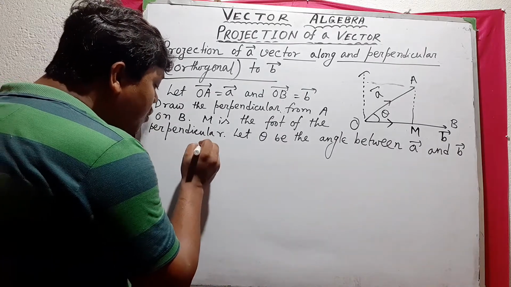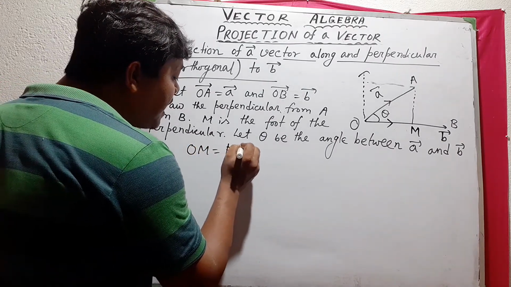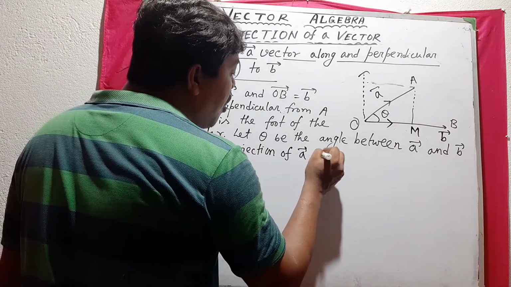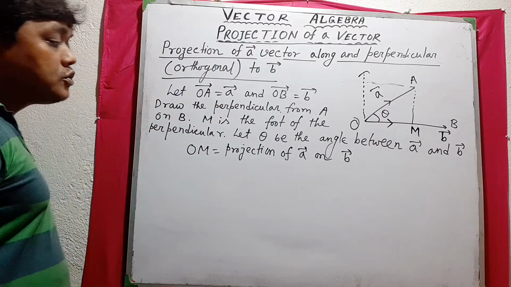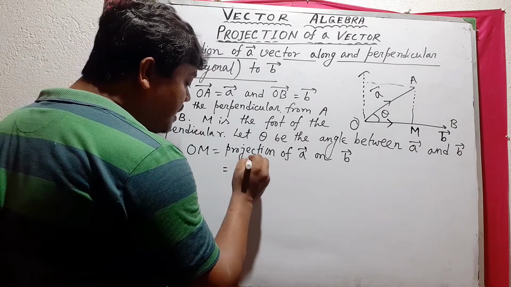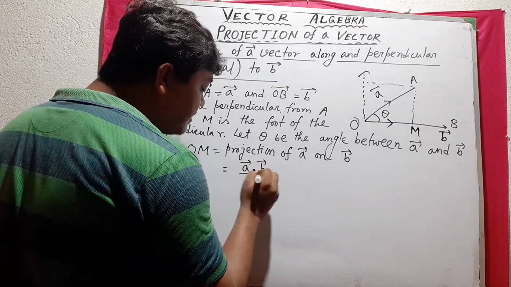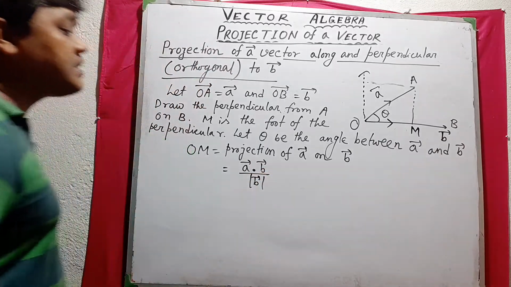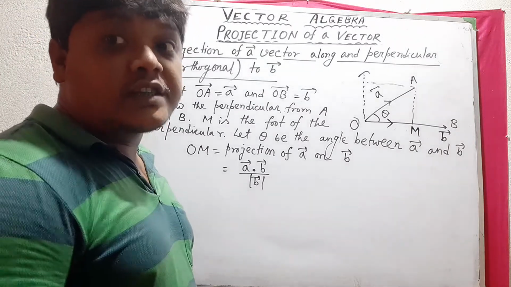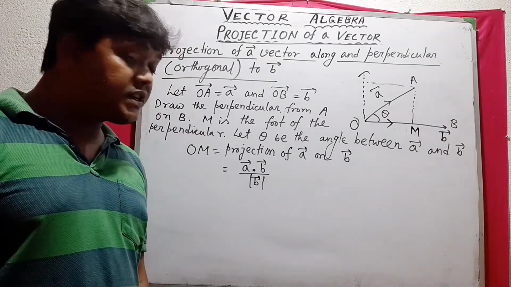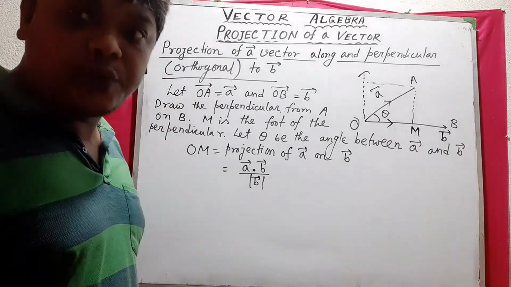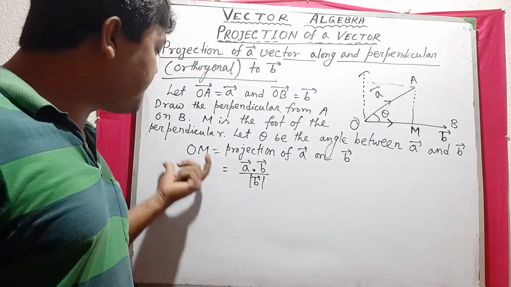So what is my OM? OM is the projection of A on B. So what is the projection of A on B? We have already discussed, A dot B by mod B. Am I right? Projection of A on B. And what is my projection vector along B? So that means our goal is that we have to determine OM vector, that is the projection length.